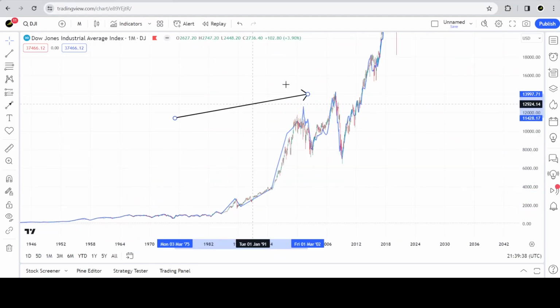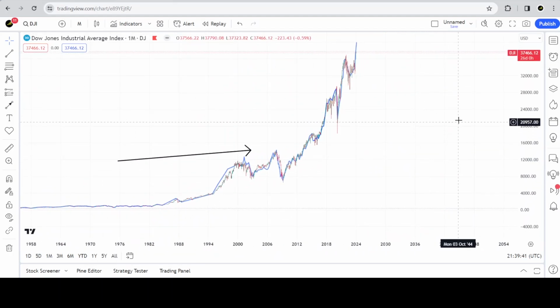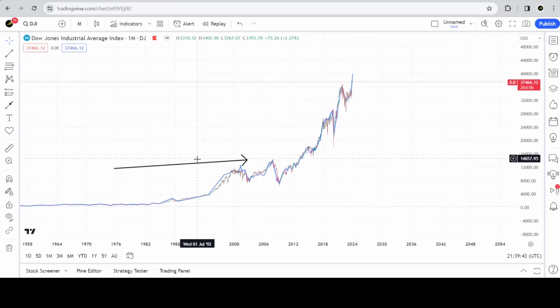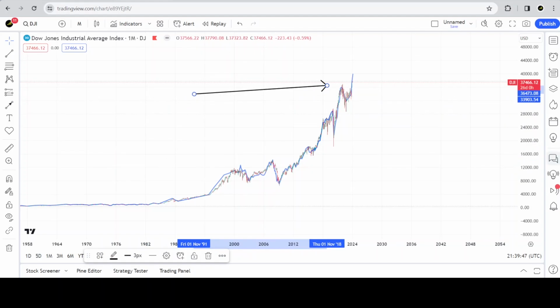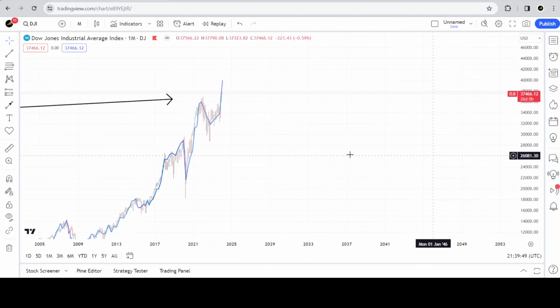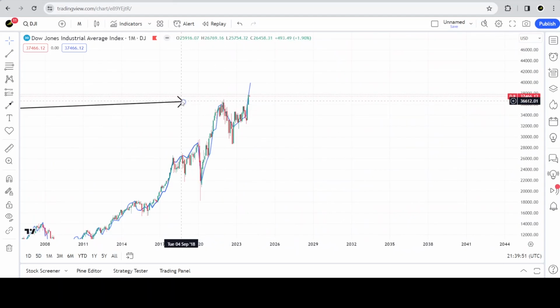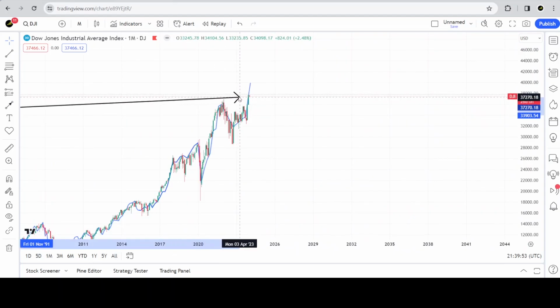So we go through history. Now, this is on a monthly candle, so this is a monster of a fractal. This is one of the larger fractals that I know of. Now, we are not at the peak yet, but we are mighty close.